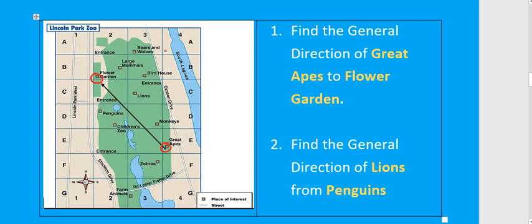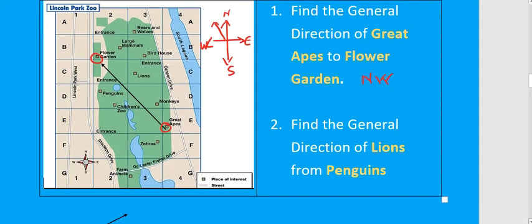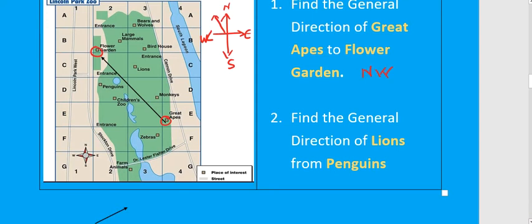And of course, if we consider our campus, the compass, we have north there, we've got east there, we've got south over here, and then we've got west. So if you're going that way, you're going in the northwest direction. Okay, so northwest. Second question, find the general direction of lions from penguins.